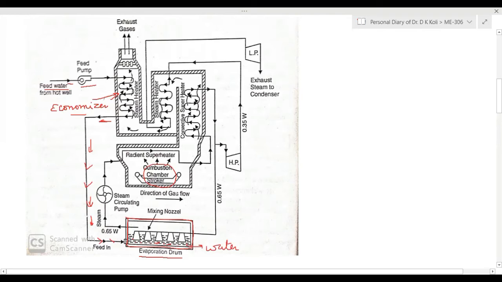Okay, so steam will reach here and pass through the radiant superheater. Then this steam, following this passage, will again pass through the convective superheater. This is the convective superheater. The whole passage is the convective superheater. Through these two portions, steam will be superheated.